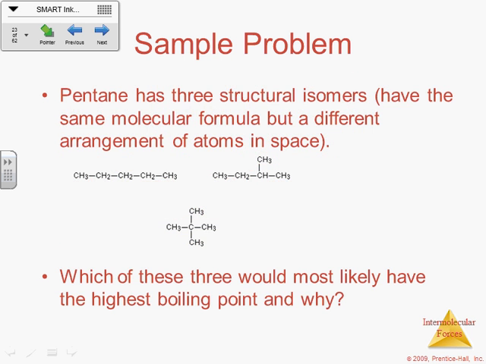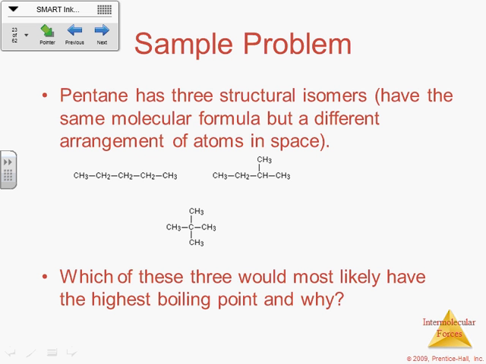Okay, another sample problem here. Pentane has 3 structural isomers. That means they have the same molecular formula but different arrangement. We're going to talk about that more in a couple of days when we talk about organic chemistry. But it's asking which of these 3 would most likely have the highest boiling point.